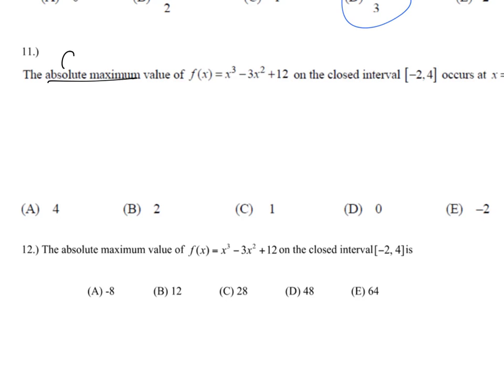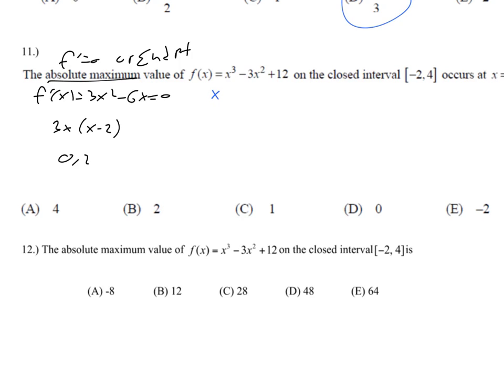Absolute. That can happen when f prime is equal to 0 or an endpoint. So let's find the places where the derivative is equal to 0. So I get f prime of x is equal to 3x squared minus 6x. This is equal to 0. Let's factor out a 3x. X minus 2. It's equal to 0 at 0 and 2. So the x values that I'm concerned about are the endpoints and the places where the derivative is equal to 0.